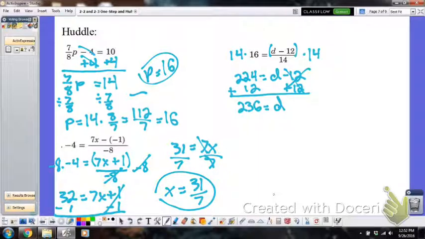The second one, D is equal to 236. And the very last one is X equals 31 over 7. You might have converted this into a decimal, and that's fine. I prefer the solution 31 over 7, but if you put it as X equals or approximately equal to 4.43, that is also correct, but personally I prefer the 31 over 7.